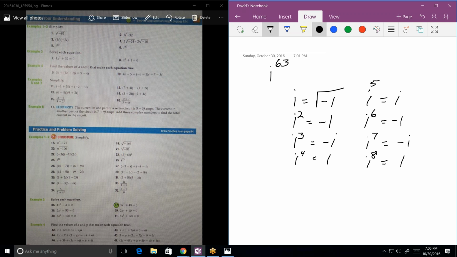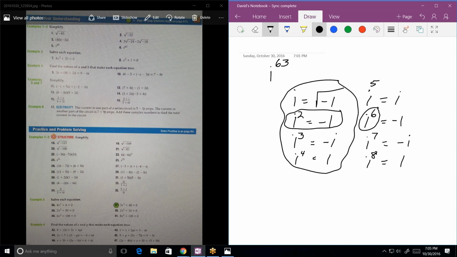So the solution is to divide this number by 4. Whatever remainder you get, use the appropriate one. In other words, notice if I took i to the 6th and divided 6 by 4, I get a remainder of 2, right? Correct. So it's this one right here. Oh, interesting. Very easy.